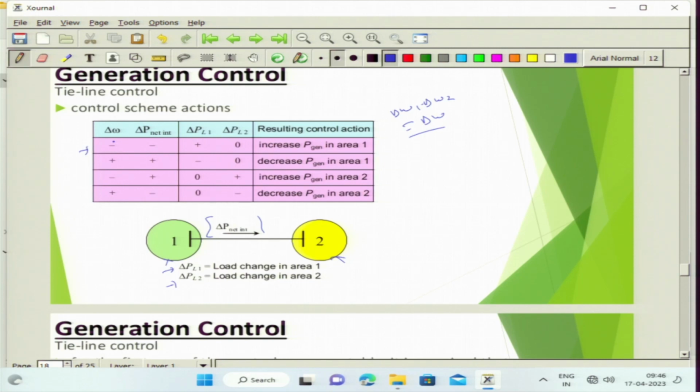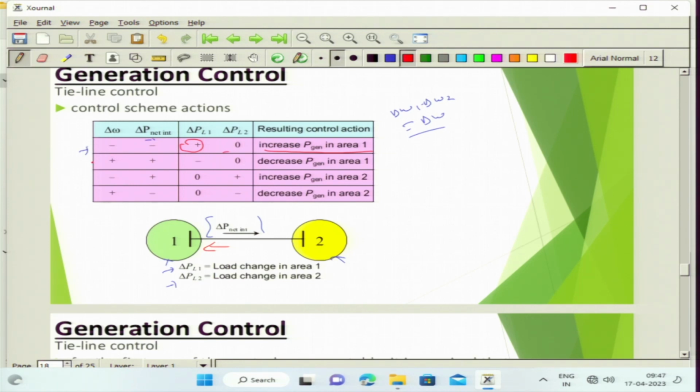If that is negative, that means frequency has decreased, that means somewhere the load might have increased. And from telemetry data we are getting the measurement that delta P net interchange is negative. That means power flow in this case is happening this way, from 2 to 1. That means if frequency is decreasing, power flow is happening from 2 to 1. What is the easy understanding? There is a net load increase at network 1. That means what you need to do? Increase P generation in area 1. That's what we have said. Delta PL1 is positive, delta PL2 is 0. There is no load change in network 2.